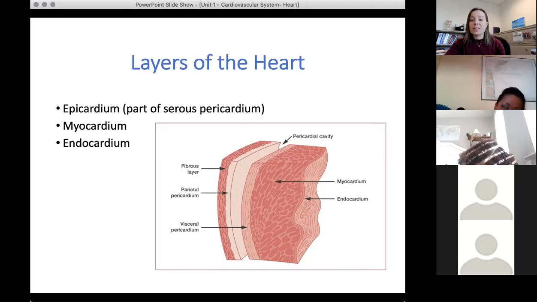So because this is the muscular layer, this is the layer that's responsible for the heart's pumping action. The heart contracts, it pumps, it squeezes blood through the heart and through blood vessels that are connected to the heart. It's this layer that's responsible for that movement, for that contraction, that pumping.